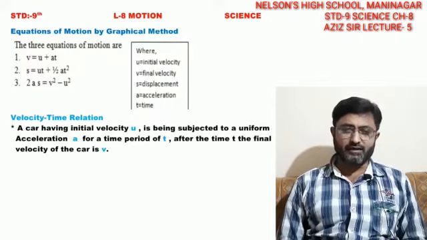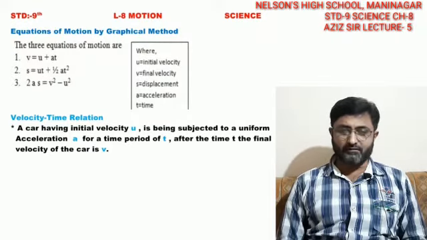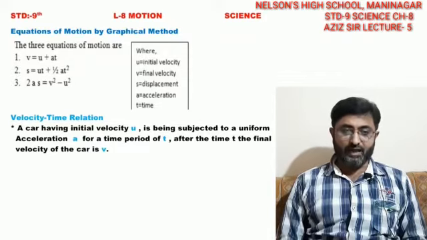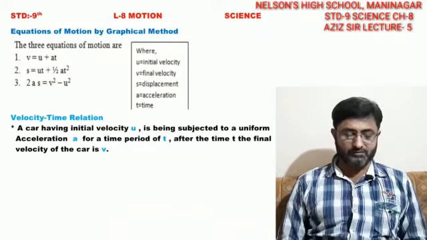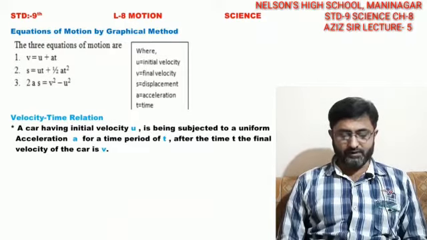In all these three, v is the final velocity, u is the initial velocity, s is displacement, t is time, and a is acceleration. Now the first relation that we are going to start with for the graphical method is the velocity time relation.